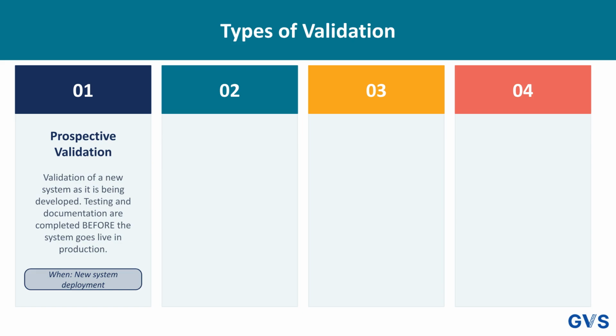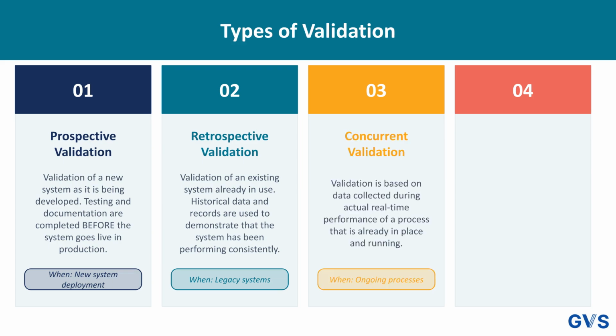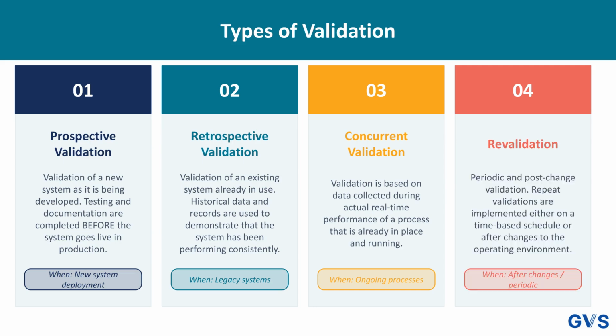There are 4 types of CSV perspective. The most common, prospective, validates new systems before go-live. Retrospective validates existing systems using historical data. Concurrent validates during live production runs. And revalidation, triggered by time intervals or system changes. Most new pharma projects use prospective validation, combined with a change control process that triggers revalidation when needed.